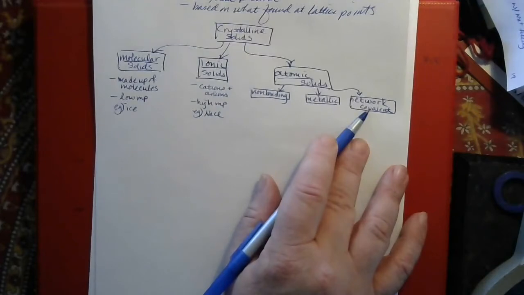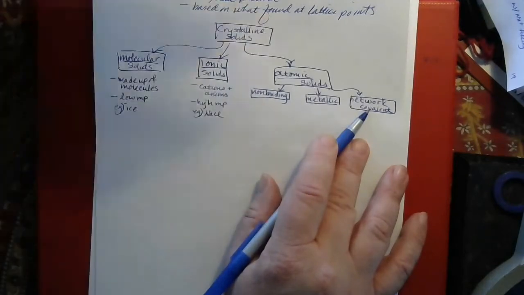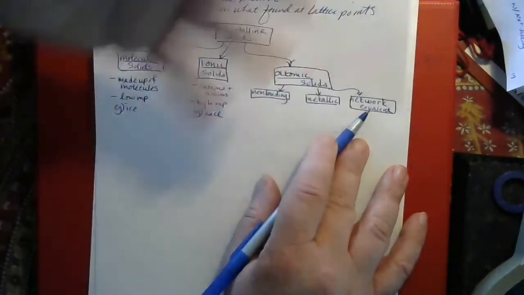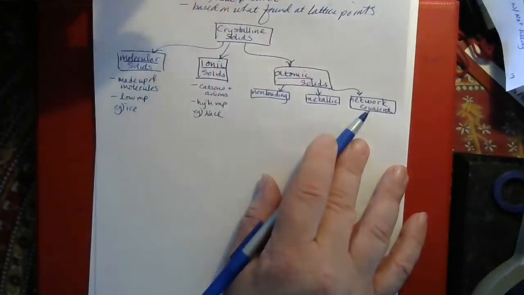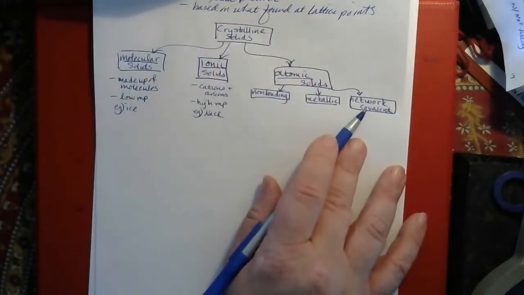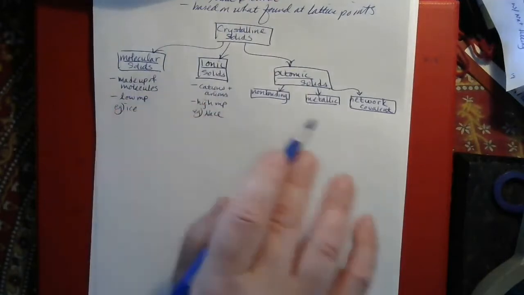basically they constitute molecules, but the molecules are kind of bonded to each other, as well as the atoms within the molecules being bonded. And so the properties are actually quite different from molecular solids.